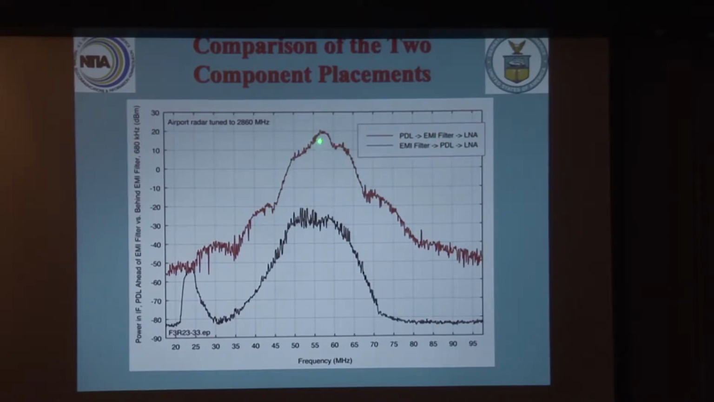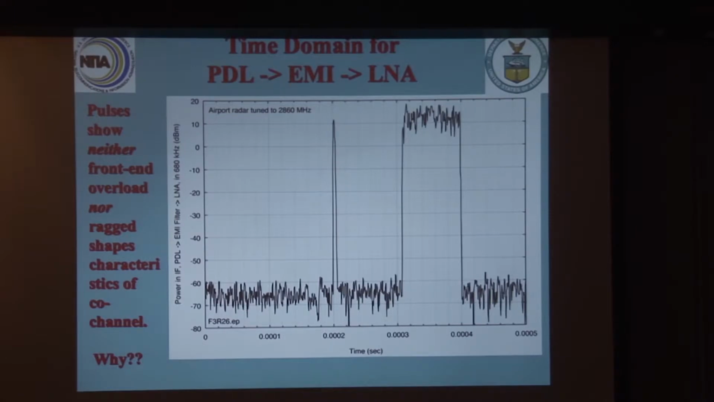And you get this high energy inside the radar's IF at 55 megahertz. Then when you put the limiter between the EMI filter and the low noise amplifier, where it really ought to be electrically, you bring this interference level down by 10, 20, 30, 40, 45 to 50 dB. 45 dB for sure.